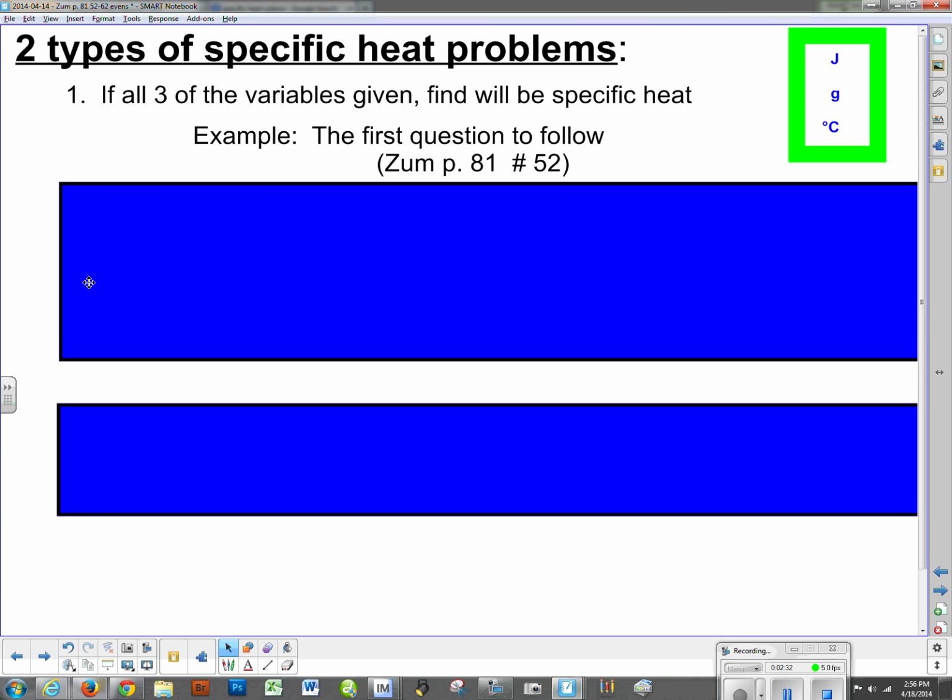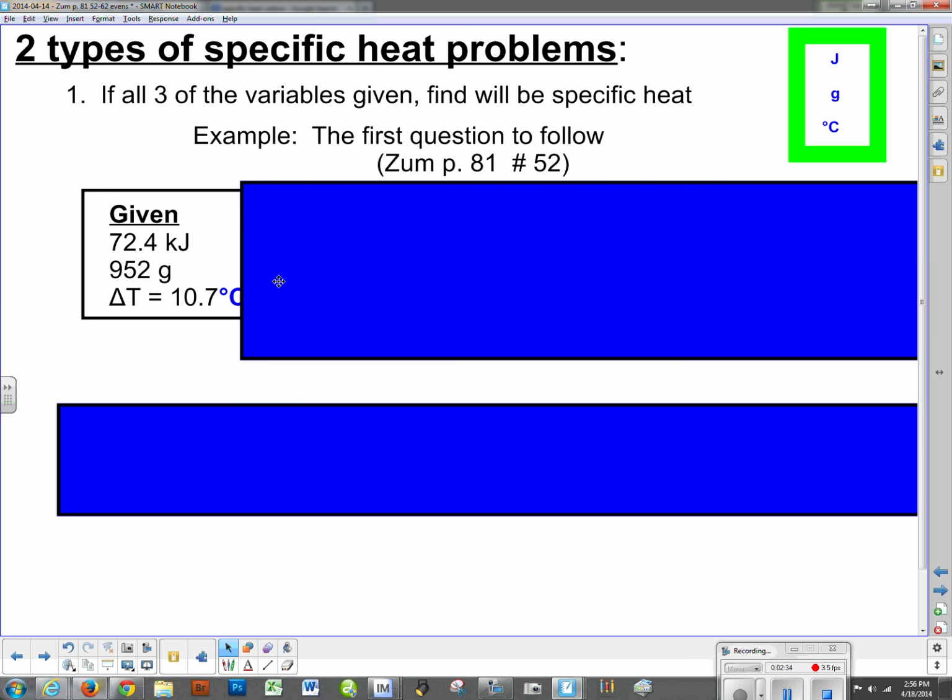In 52, these were the givens: kilojoules, grams, and delta T. Can anyone tell me what's wrong with kilojoules? Why can't I use that? Yeah, Lizzie, thank you. It's not joules. The problem is that all of the tables use joules instead of kilojoules.